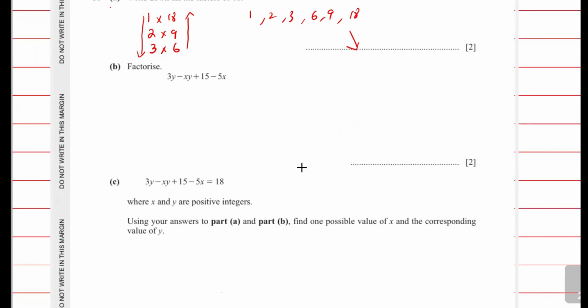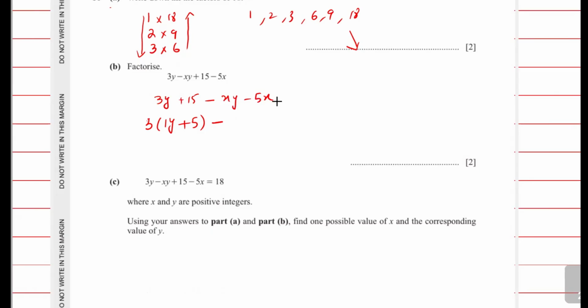Part B, factorize 3y minus xy plus 15 minus 5x. You can write this 3y plus 15 minus xy minus 5x. After arranging these values, we will take the common. The common in between the first two terms here is 3. We can write 3 times 1 is 1, and we write y as it is. 3 times 5 is 15.